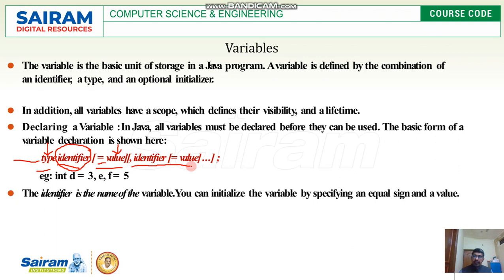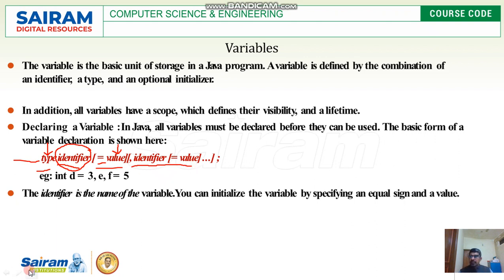All variables have a scope, that is, within which block it has been defined or declared. The scope is going to be within the block of code, and it also gives the visibility and lifetime.